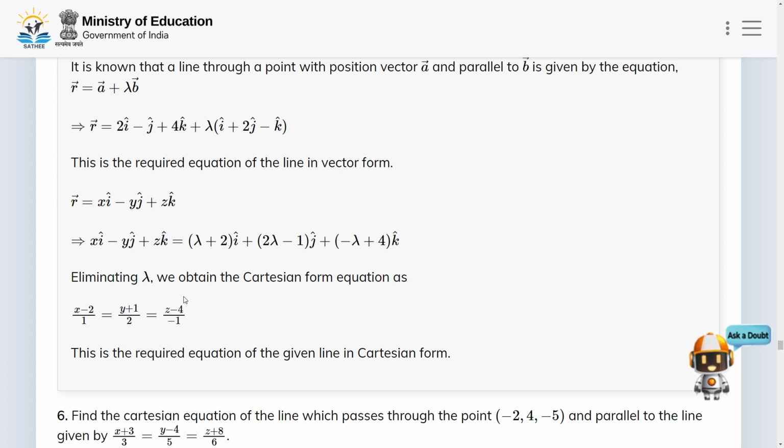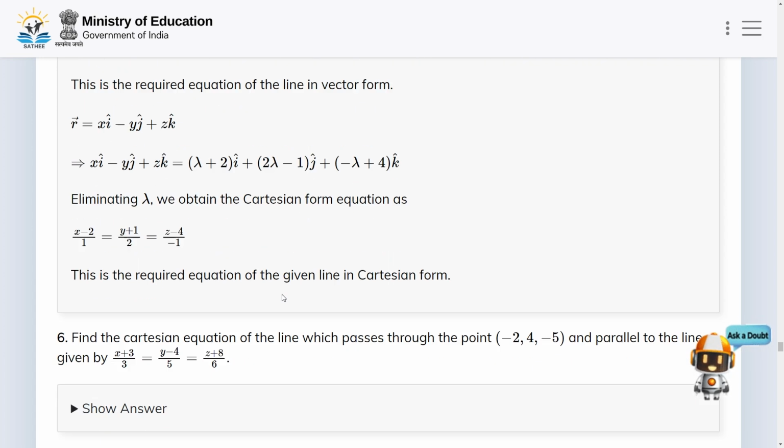Okay, I hope that it is clear. Otherwise you have to compare your things, like x is equal to lambda plus 2. This means x minus 2 is equal to lambda. From here you have to write y plus 1 divided by 2. So here must be a plus sign. Sorry for the typo. So plus must be here. Now the minus lambda will be what? As you can see, z minus 4 divided by minus 1. Very simple. Clear?